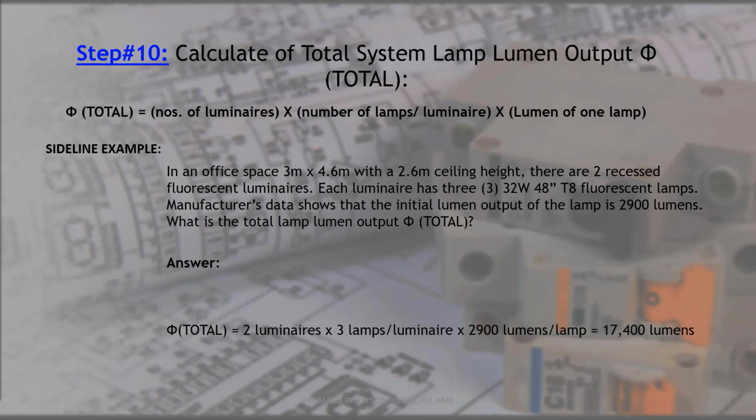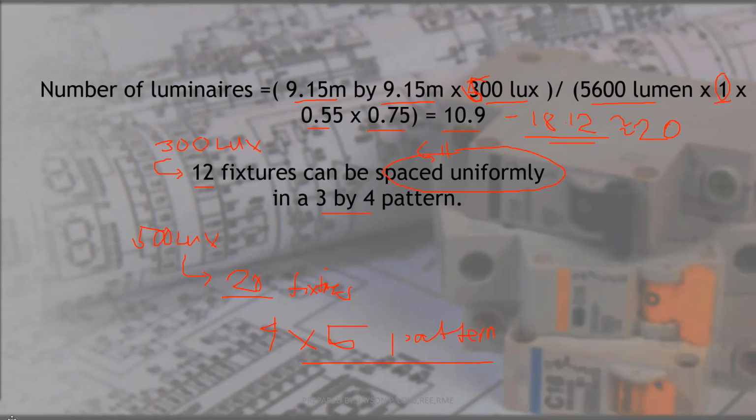Then step 10 is calculate the total system lamp lumen output. So get the lumen output, the number of luminaires, the number of lamps per luminaire, lumen of one lamp. So the sideline example, this is not connected anymore to the problem earlier. So that is what we call a sideline example. Okay, this is a sideline. This is not connected because we are already done with the problem earlier.